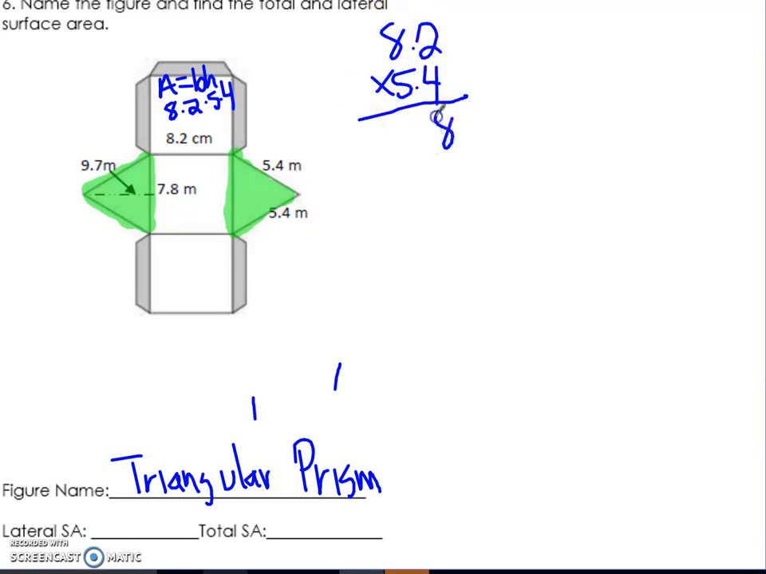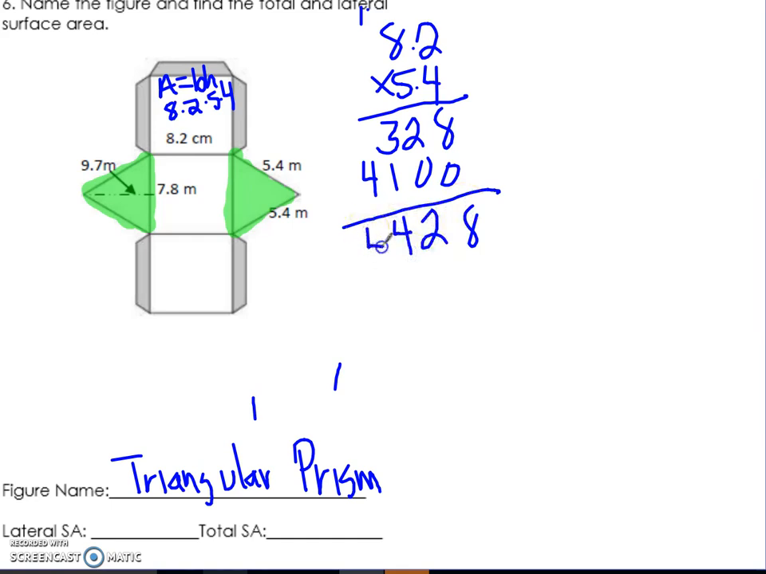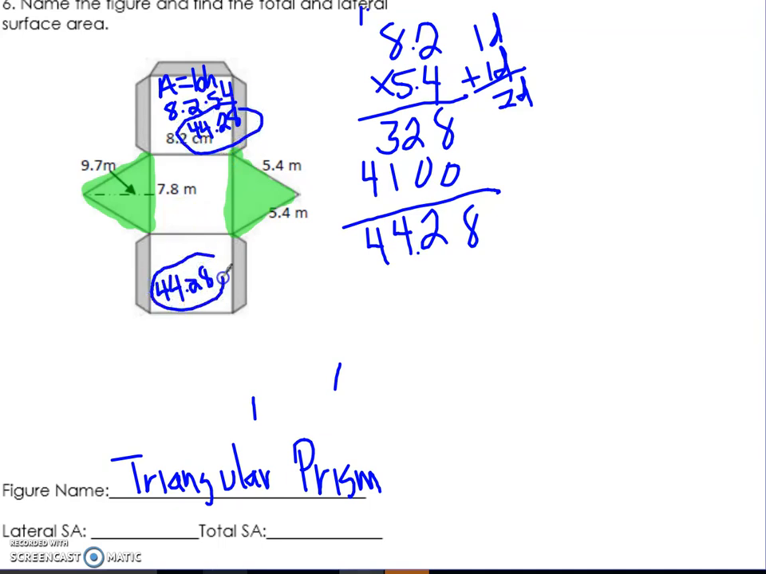All right, 4 times 2 is 8. 4 times 8 is 32. Placeholder, 5 times 2 is 10. 5 times 8 is 40, plus 1 is 41. Add it up, we have 8, 2, 4, 4. 1D plus 1D is 2D. So we have 44 and 28 hundredths. And this is also 44 and 28 hundredths.